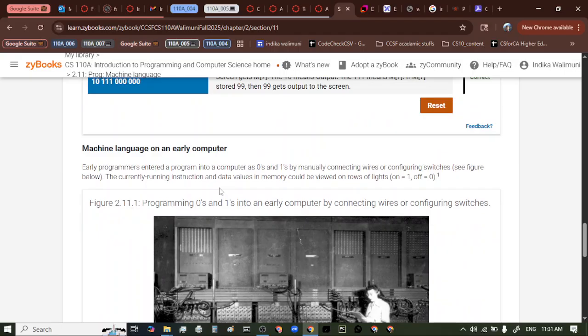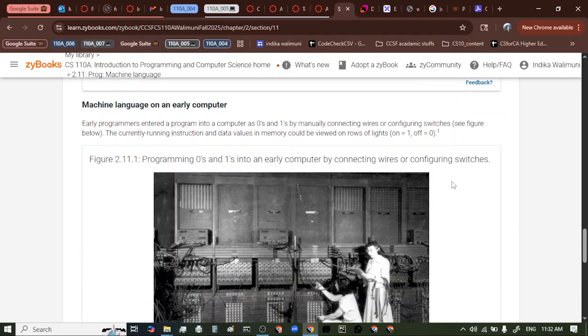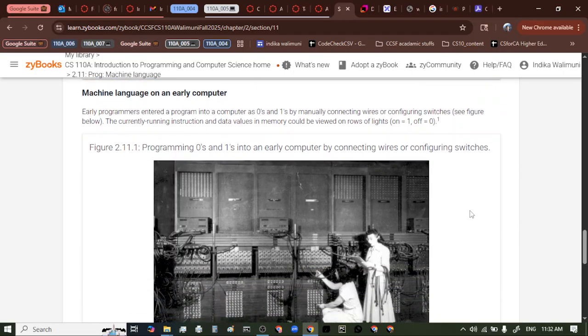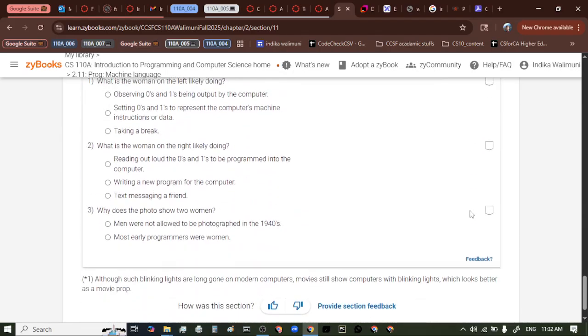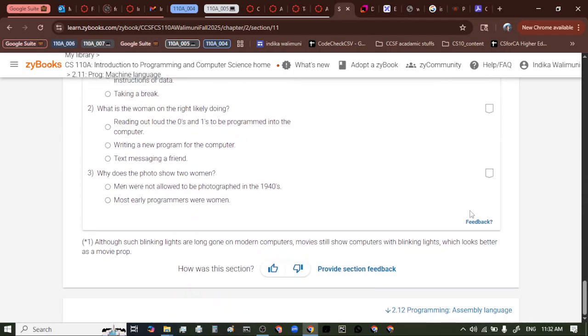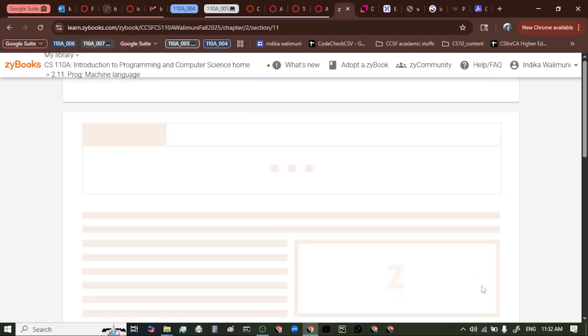So basically, the way this instruction in the beginning they said one way they were doing it is actually using punch cards. Okay. And then the other way is like they use actual switches to do that. Okay. All right. We're gonna move on to assembly language.